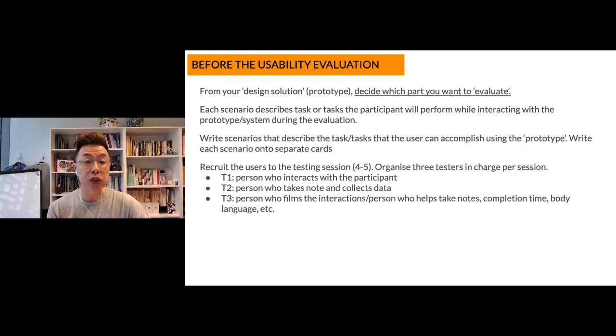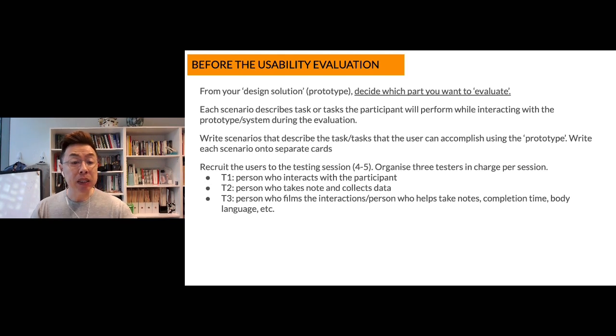And the best thing to do is to write each scenario onto a separate card. So basically you're giving one scenario at a time to the user to read and to try and use the prototype to complete. You need to recruit users for the testing, of course, probably between 4 to 5 users. And you want to organize 3 testers to be in charge per session as well. So tester 1 is the person that will be interacting the most with the participant. Okay, they'll be the one welcoming the participant and explaining the task to the participant.